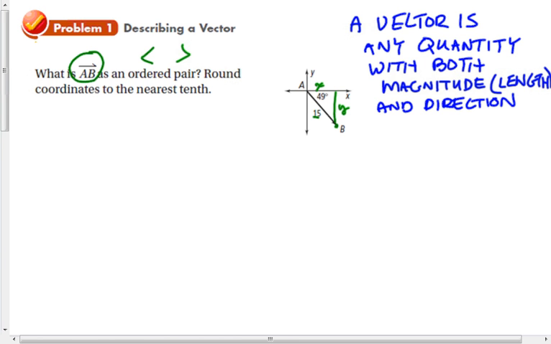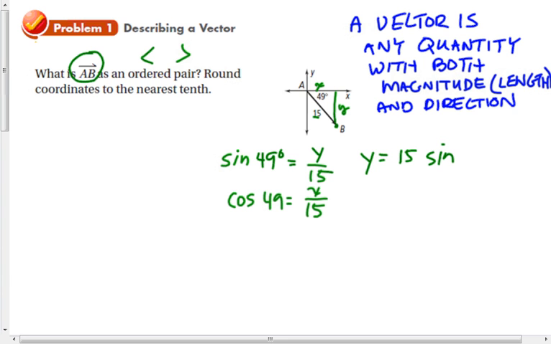So the sine of 49 degrees is equal to y over 15. And the cosine of 49 degrees is equal to x over 15, which is the side adjacent over the hypotenuse and the side opposite over hypotenuse. And so simplifying each of these, we get y is equal to 15 times the sine of 49 degrees. X is equal to 15 times the cosine of 49 degrees.